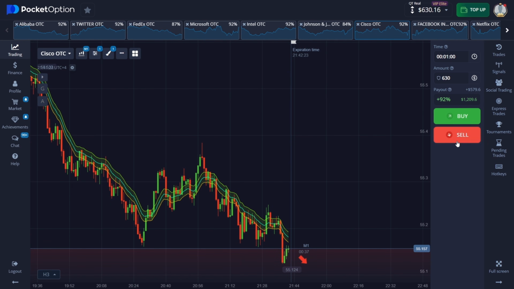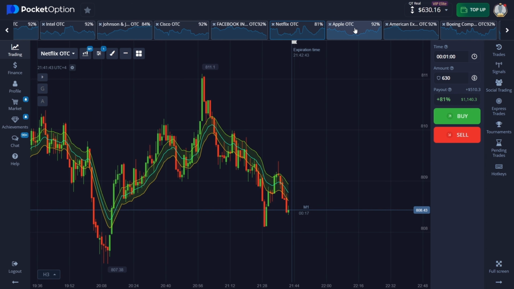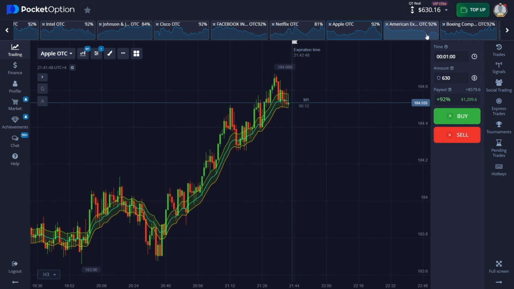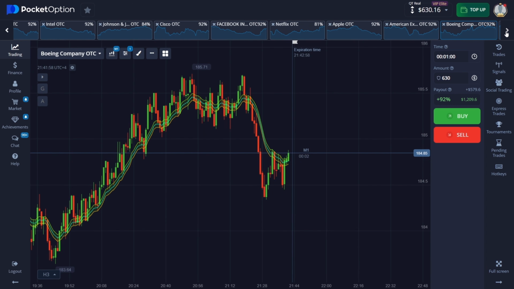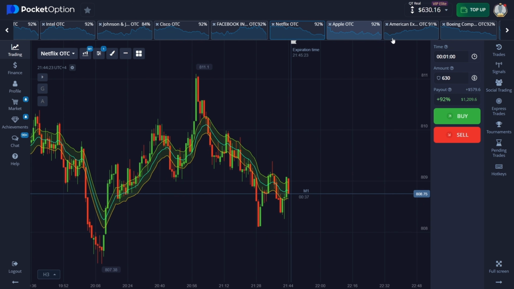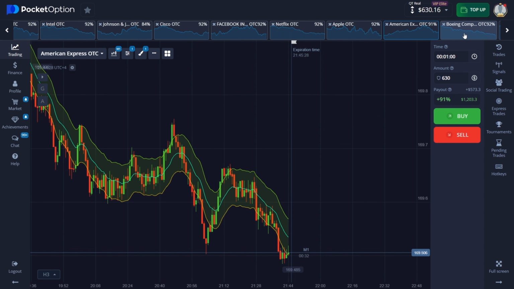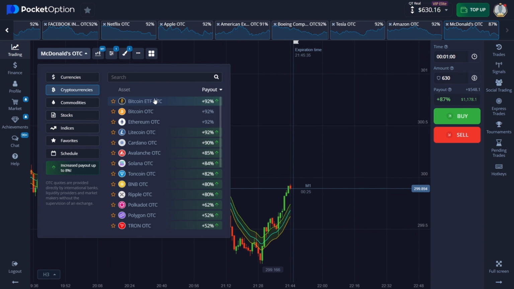I checked a potential trade on Cisco, but the candle had already reversed, so we'll avoid that one. I also looked at American Express, but the candle had already moved too far down, so we'll skip that too. Alright, let's look for a trade on cryptocurrencies for $630.